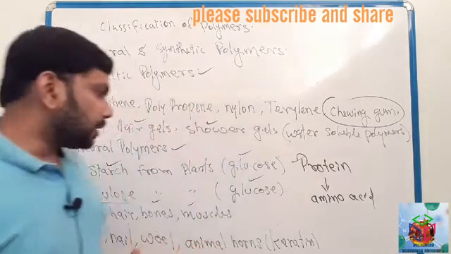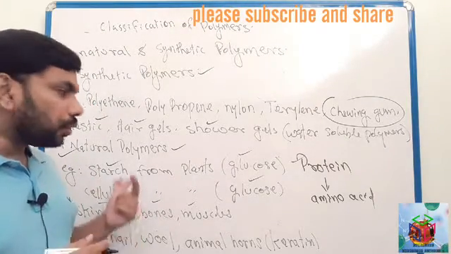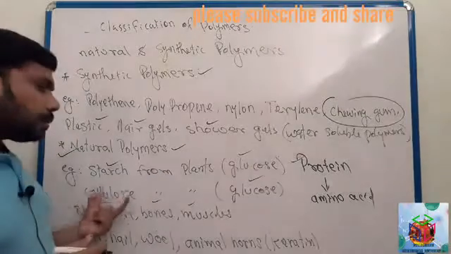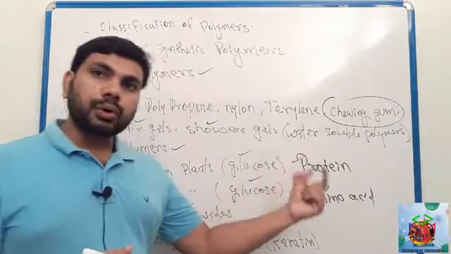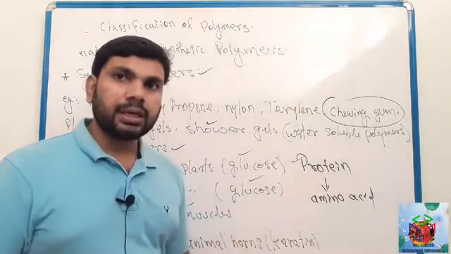Okay, and what is the monomer of starch? Monomer of starch, glucose. What is the monomer of cellulose? Monomer of cellulose is glucose. What is the monomer of protein? Monomer of protein is amino acid.